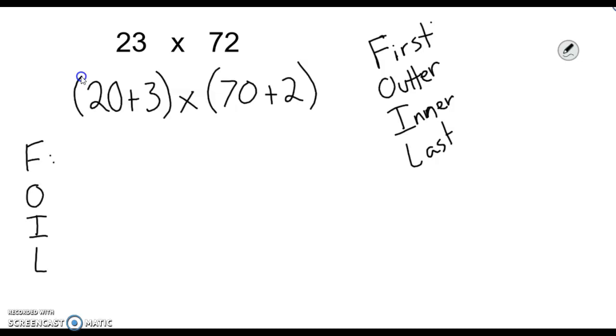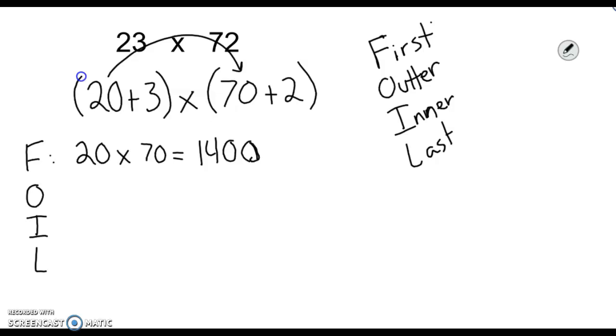So for the F, for the first, we want to take the first two numbers from each set. So in the first set, that'd be a 20. And in the second set, that's going to be a 70. So we're going to multiply that 20 and that 70 together. And we're going to use our shortcuts. Remember that 2 times 7 is 14. And we just add those two zeros onto the end. No big deal. It's one of our shortcuts. That's a terrible zero. There we go.